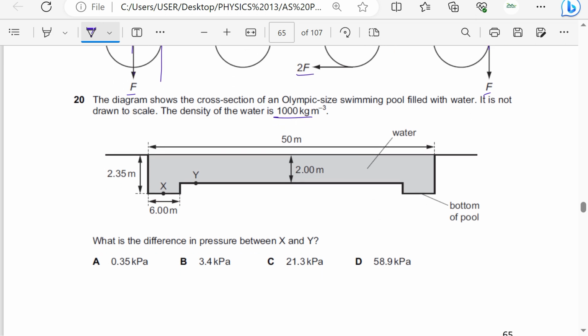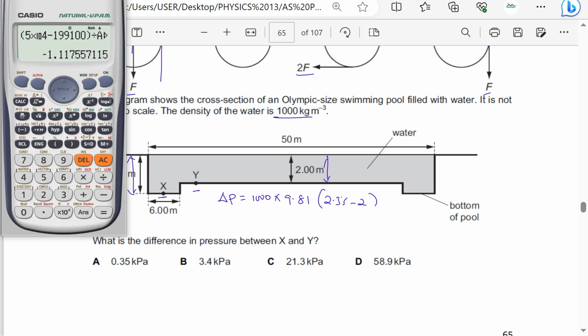What is the difference in pressure between X and Y? Okay, that is an easy question. Difference in pressure. You know that pressure is density times h times g, where we need the difference in the value of h. So density is 1000, g is 9.81. Then difference in height, we have 2.35, this height here, minus this one to get the difference in the height for X and Y. So minus 2.